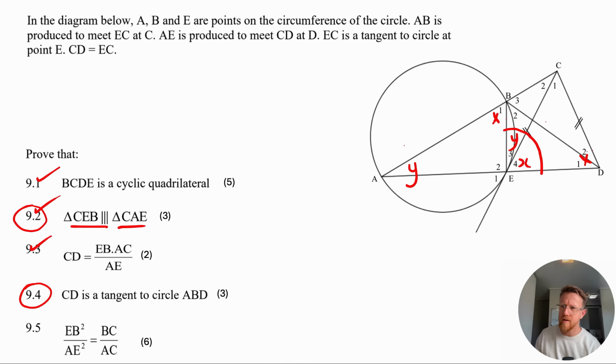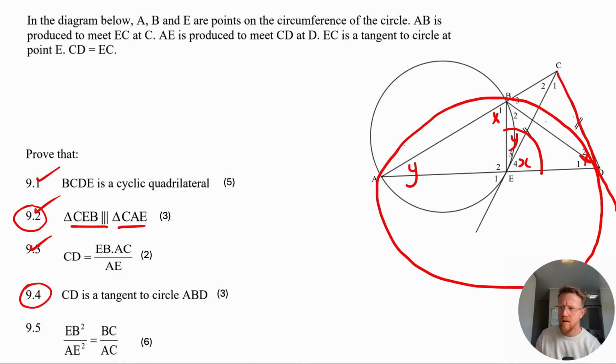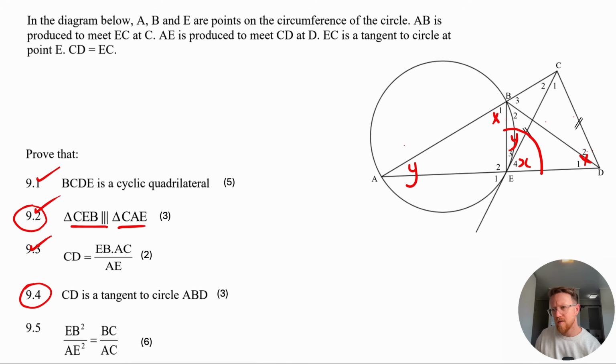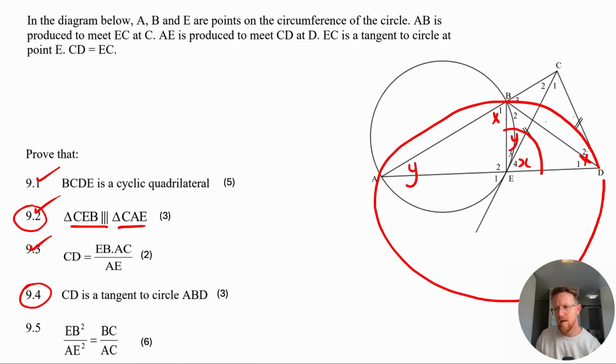So let me just draw my circle a little bit better. Okay, so we want the circle to kind of just hug that. So there, like that. So if that is a tangent, let me just draw that tangent a little bit better. Let me just do this whole thing a bit better. Now we have a tangent.